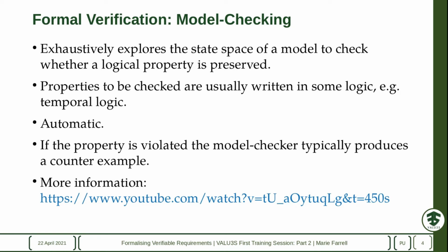And if the property is violated, then the model checker will typically produce some counterexample to say why it couldn't show it for every single trace. The main limitation of model checking, although it's very useful, is that it does suffer from the state space explosion problem. As the model gets larger, it becomes more difficult to check every state. It takes up more computational power, and it is a limitation, although this is a very useful method. Again, there was a great talk the last time, so I've linked that here.